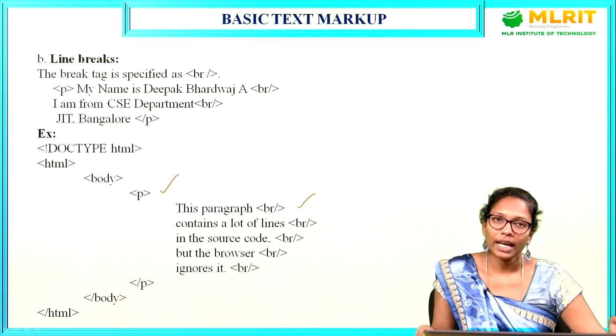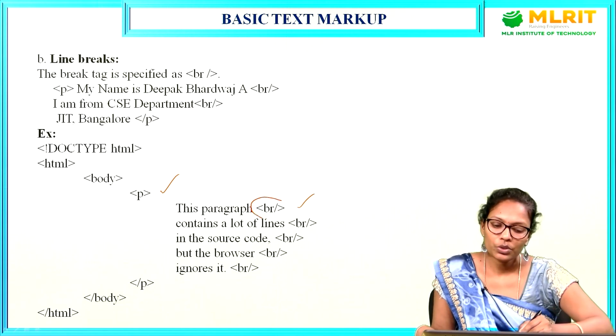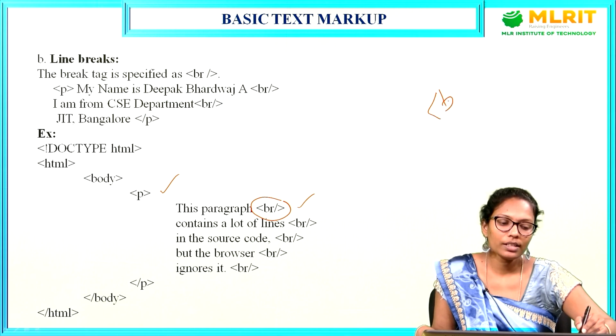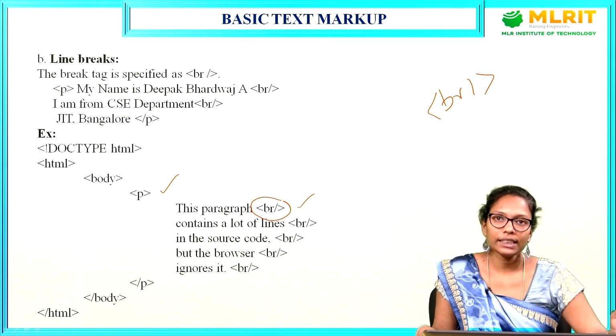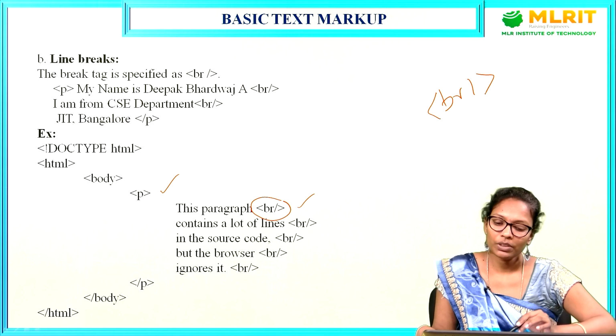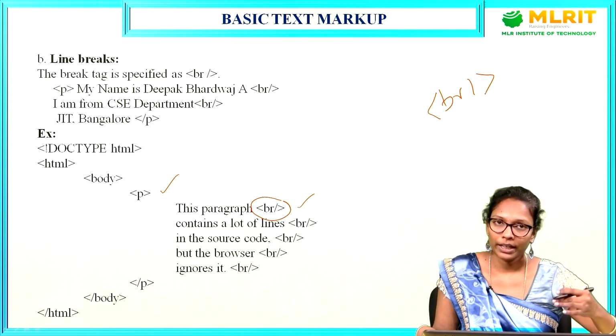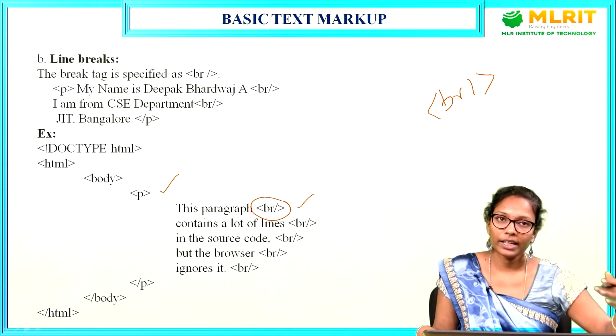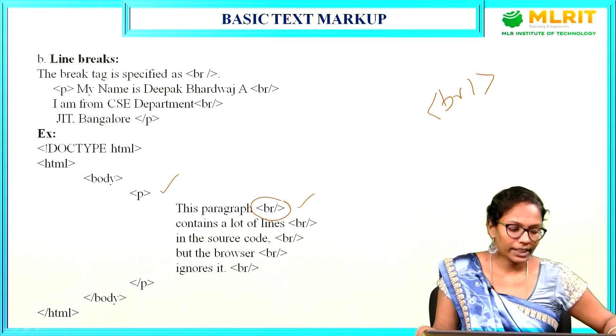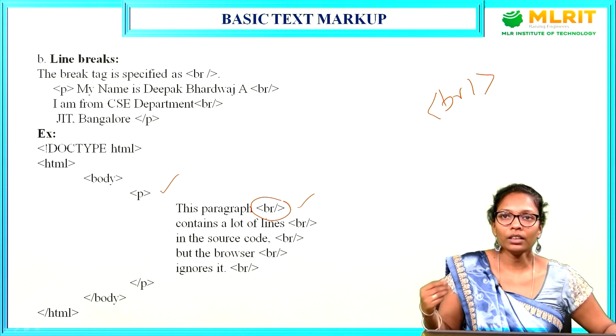For the break tag, there is no separate opening tag and closing tag. That's why we are using both together: BR slash. If there is no closing tag for that, then you should use the slash there itself. So this is a single tag. In the first line, it will display "this is paragraph" and it will break and come to the next line. Then it will display the next line and again a break. So like that, you'll get the output.